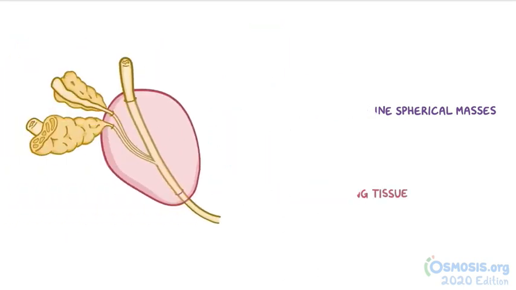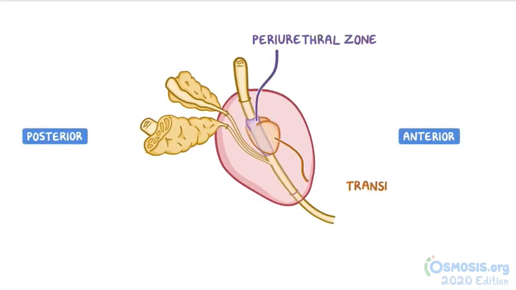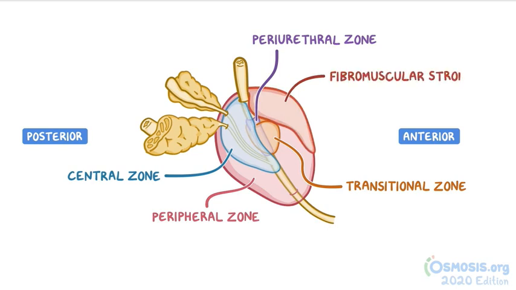The prostate gland is also divided into 4 main zones: the periurethral, transitional, central, and peripheral zones. Also, the anterior surface of the prostate consists of a dense fibromuscular stroma made of irregular connective tissue and smooth muscle that contracts during ejaculation. However, the prostate doesn't have a true distinct capsule itself.